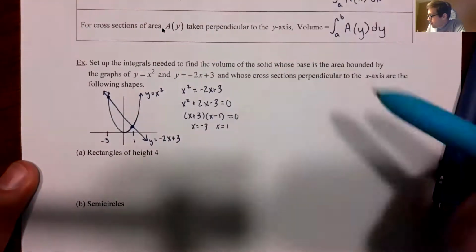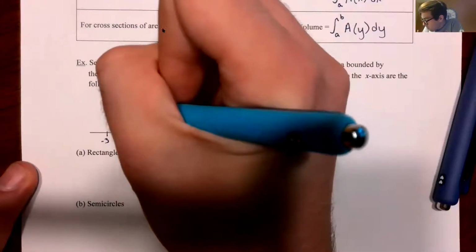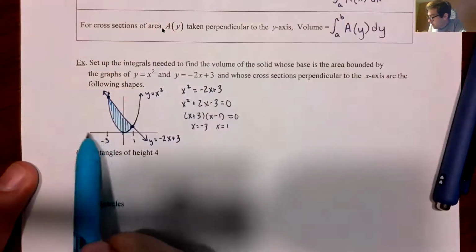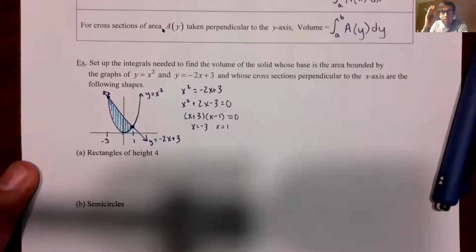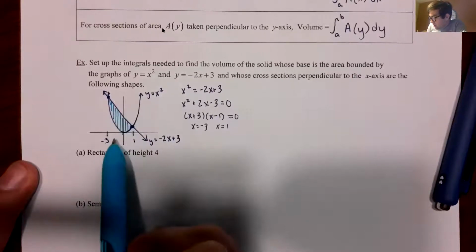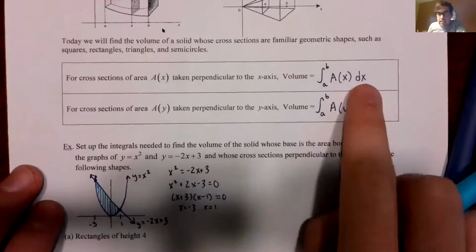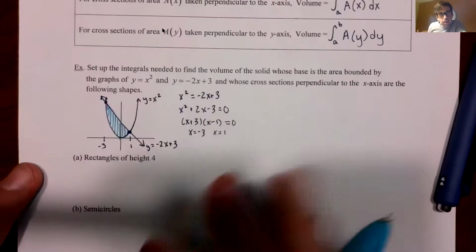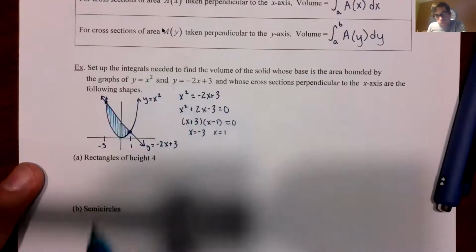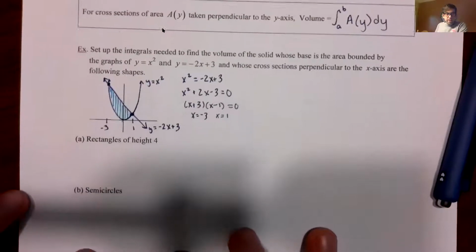Now we are taking cross sections perpendicular to the x-axis. So I'm going to draw in some of those vertical lines here. That's perpendicular to the x-axis. And just like with our regular integral, we know that if our slices are perpendicular to the x-axis, we're going to be using dx. Lucky for us, our equations are already solved for y equals, so they're in the right form. So now we've got to think about what this means down here.